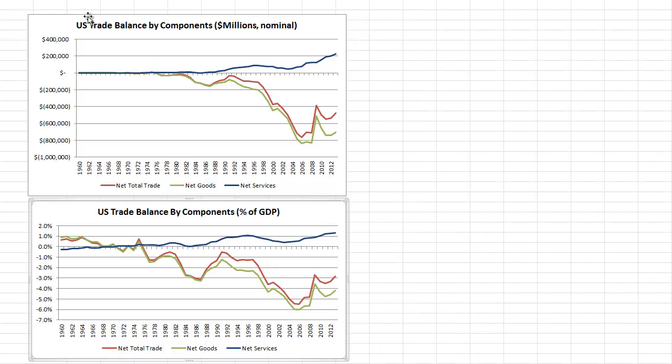The first chart is right up here, and what we're looking at is nominal dollars, in millions of dollars. This is the U.S. trade balance by components, and there are two major components to trade: goods and services. Textbooks typically talk about the overall balance of trade, that's this red line, net total trade. But they don't often talk about the components, so I thought it would be useful to think through what's actually going on with the goods we're selling and the services we're selling.